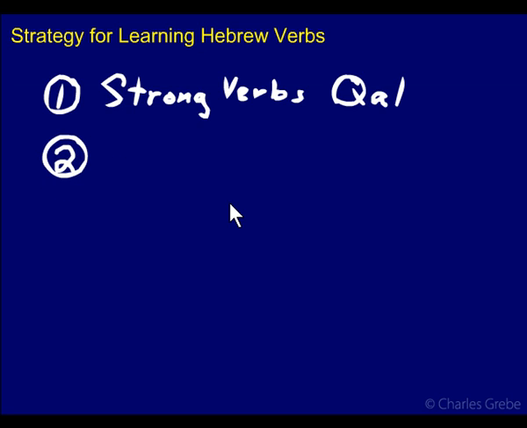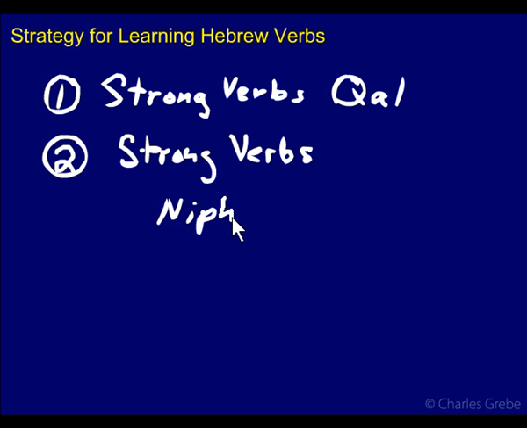The second layer is the rest of the strong verbs. So really what you're talking about are the other binyanim, strong verbs. And they, of course, build on this set. Now, in the strong verbs, I divide them up into two groups. One is a bit more important than the other. The Nifal, the Piel, and the Hifil. These are the most important of the other strong verbs.